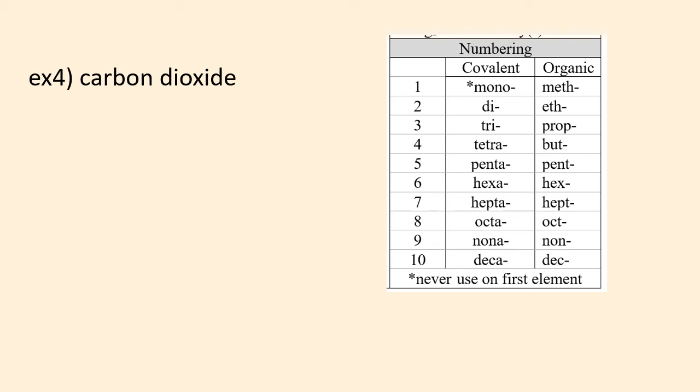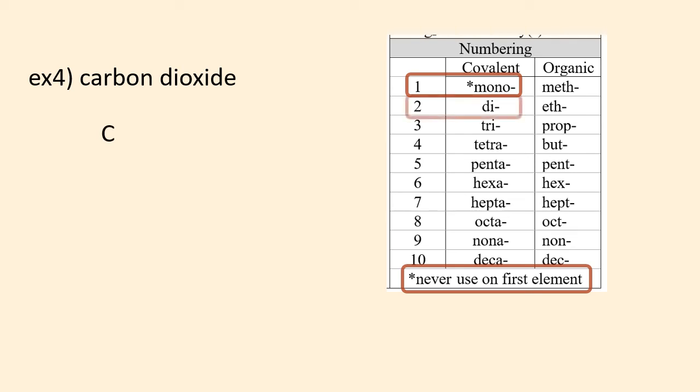Example 4, carbon dioxide. I don't have a covalent prefix on the first element listed, but that's because I only have one of them. Remember, mono is never used on the first element listed. So since I have no covalent prefix in this covalent molecule, that means I have just one carbon. Then I see dioxide. Di means 2. So dioxide means 2 oxygen. So I write O2. So carbon dioxide is CO2.